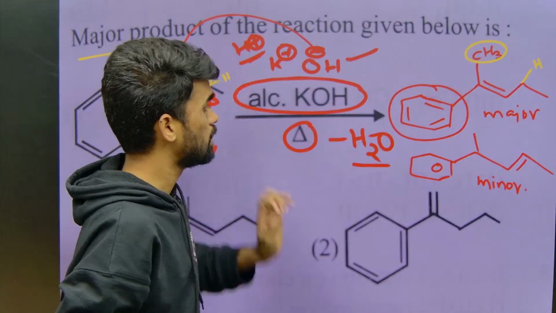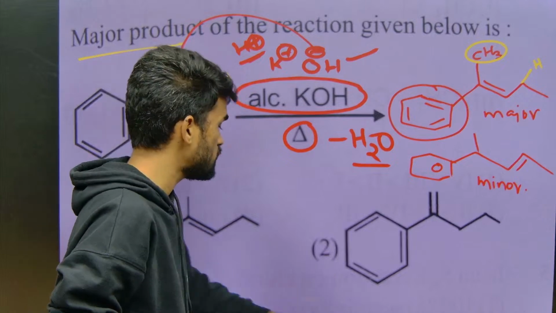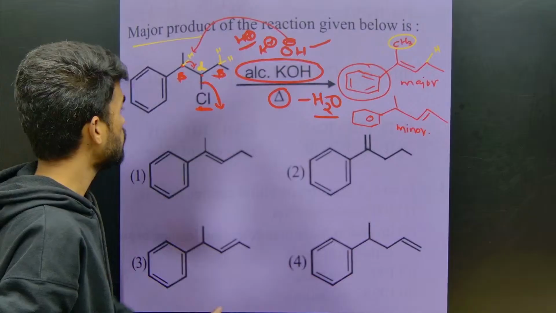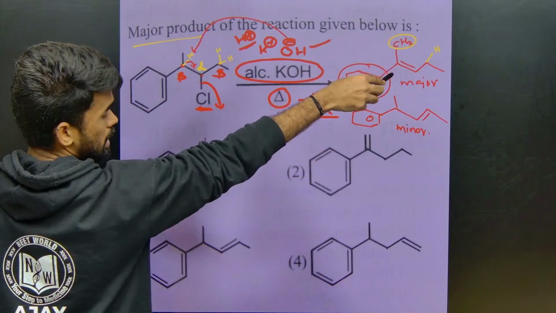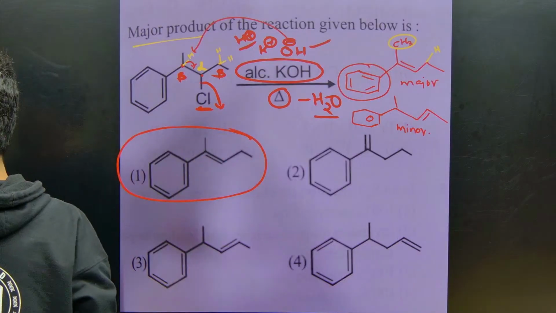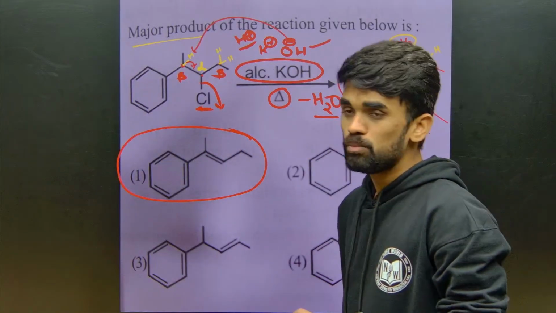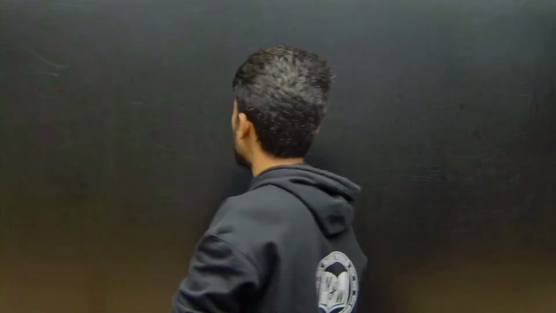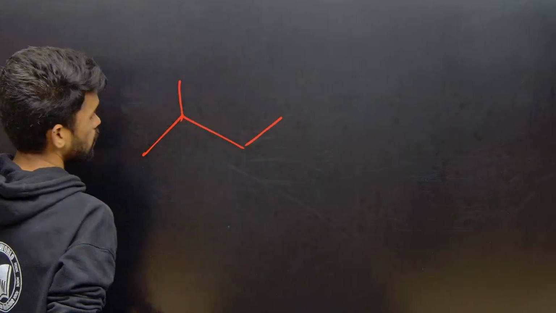Instead of asking major or minor, they may also ask which is the stable product out of these 4 options for this particular reaction. In that case, what is your option? The answer is like this. We have that kind of product as option number 1 here. So this is your answer for this particular question. Okay, so now let me move forward. Before going to that, I just wanted to give you one more example question for your exercise.